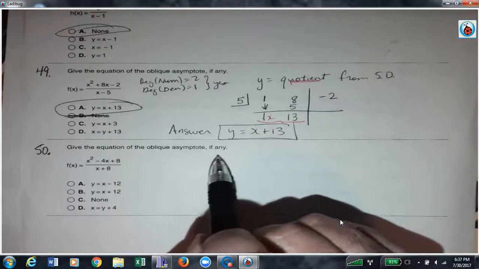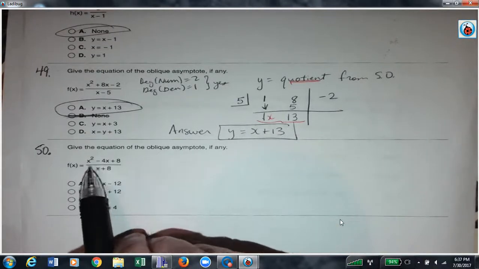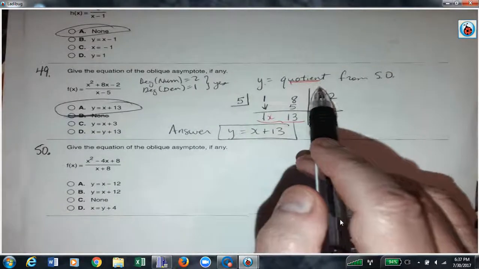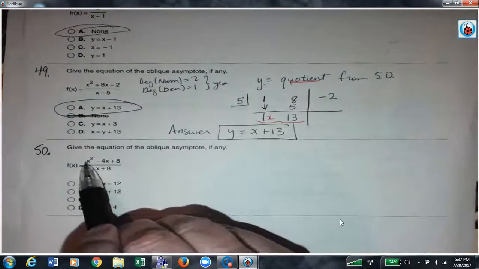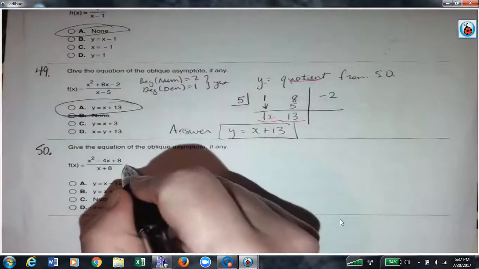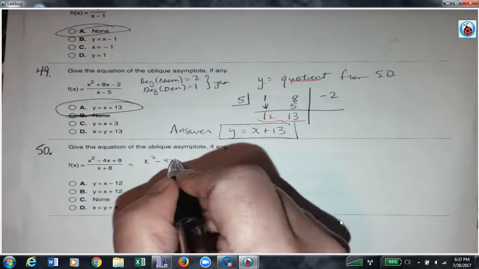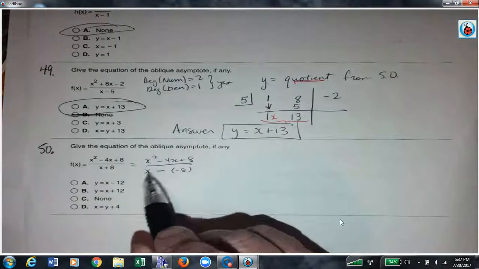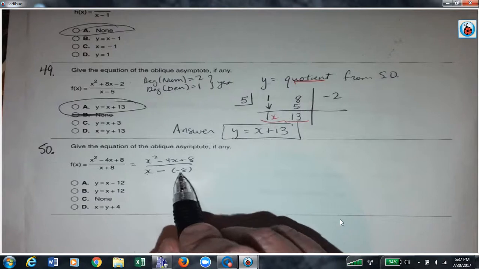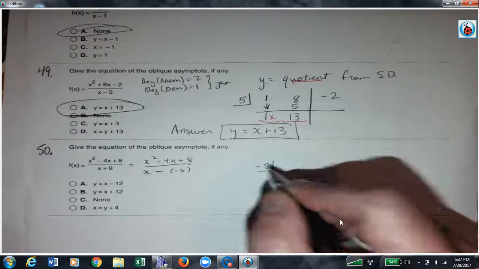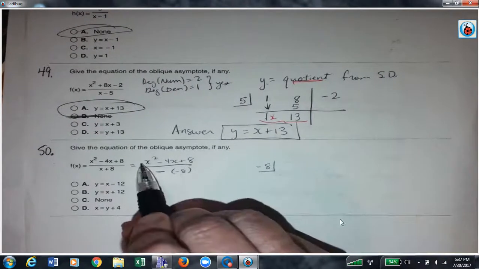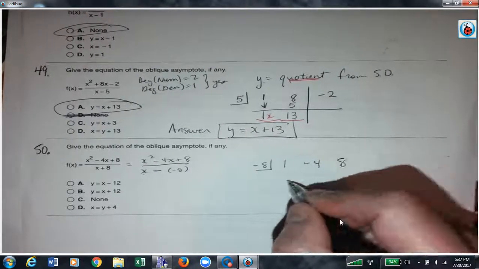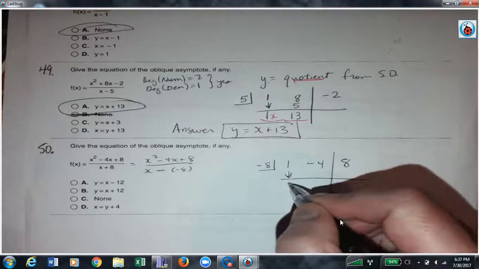Give the equation of the oblique asymptote. The degree of the top is 2. The degree of the bottom is 1. Yes, we do. And it's going to be y equals the quotient from synthetic division. So I have this divided by x minus the number in the box. So this one needs to be rewritten. So dividing by x minus the number in the box, and what goes here? The coefficient here is 1, then negative 4, then 8.